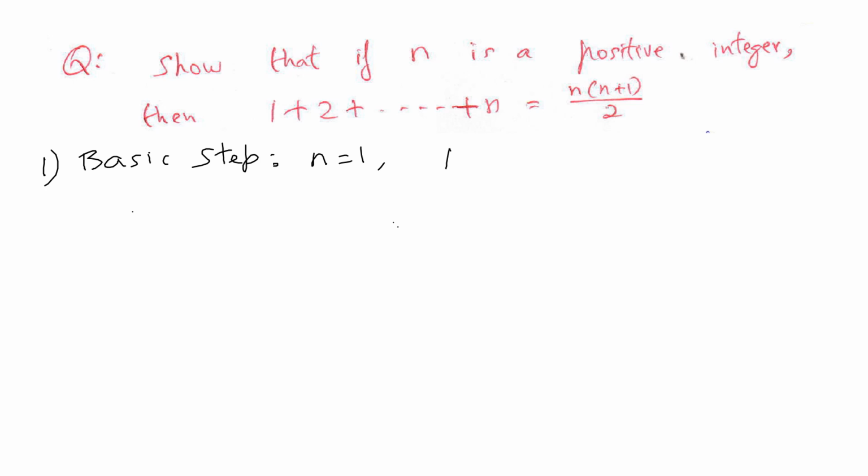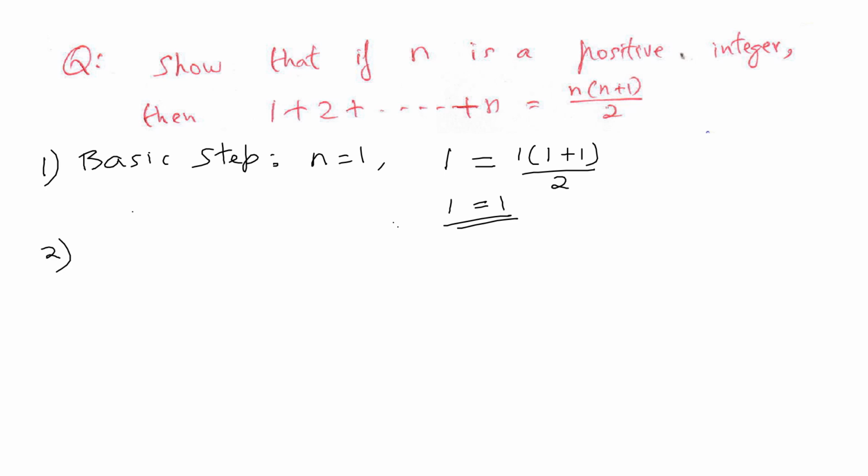So in the left hand side, what remains is only 1. In the right hand side, you have n into n plus 1 by 2. Wherever you have n, you substitute it as 1. So 1 into 1 plus 1 by 2. Okay, so 1 plus 1 is 2. 2 cancels, so you get 1 is equal to 1. That means left hand side is equal to right hand side. This is the first step, we call it as basic step.